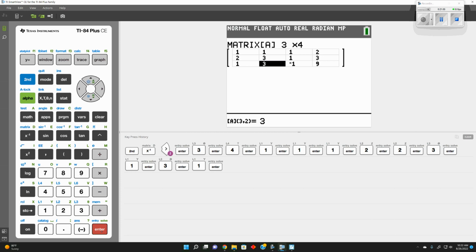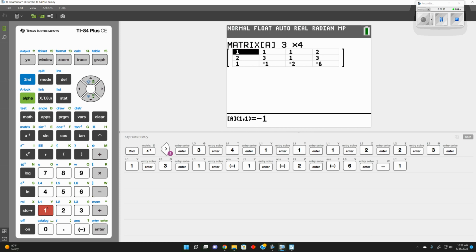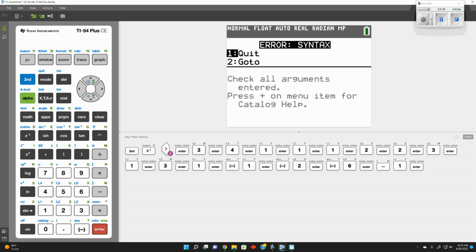So 1, -1, -2, and -6. When you're typing the negatives, make sure to type in the negative sign, not minus. Because the calculator will tell you immediately if you use the wrong one. Here, I'll do it for this one. If I said minus 1 and hit enter, it'll say syntax error. That's not right.